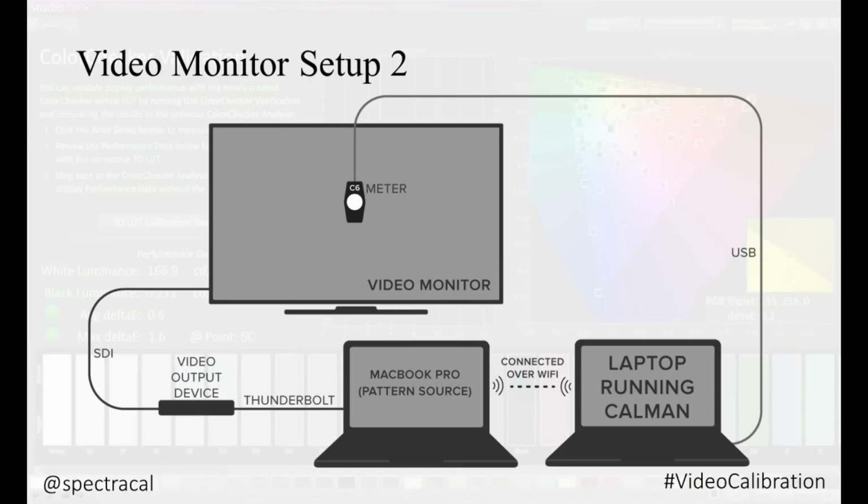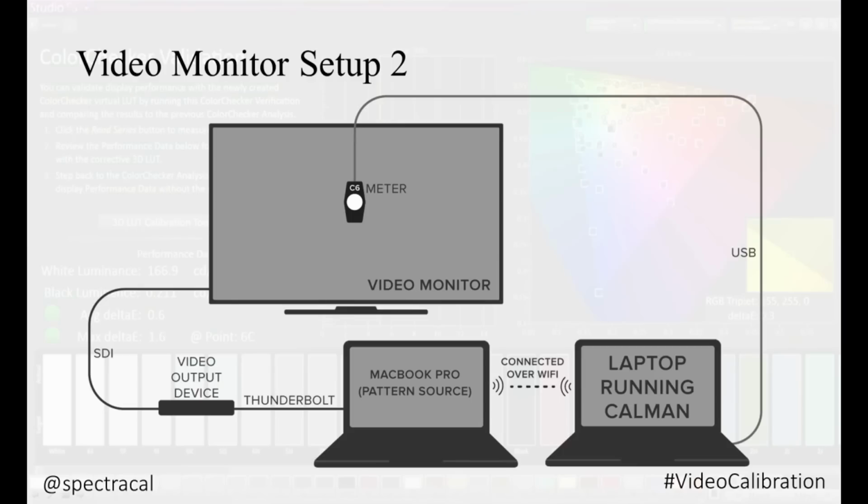In this system, you have CalMan running on a Windows computer calibrating the video monitor over the network by talking to the MacBook Pro. The pattern source, which again is the Virtual Forge, generates the patterns on screen from the Mac through the video output device. The meter reads the luminance and chromaticity values for the display's performance for that particular pattern.